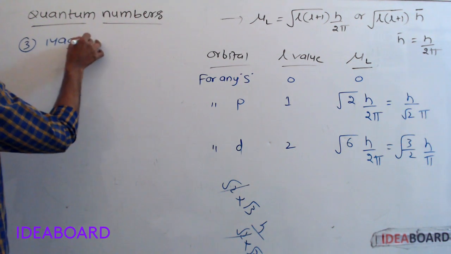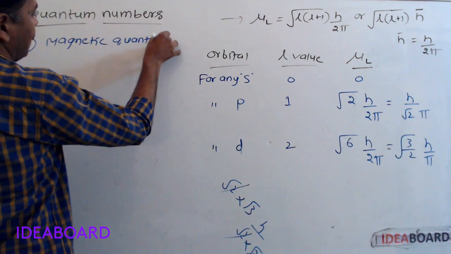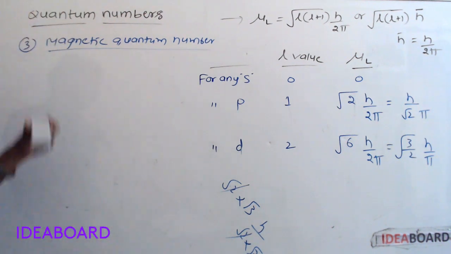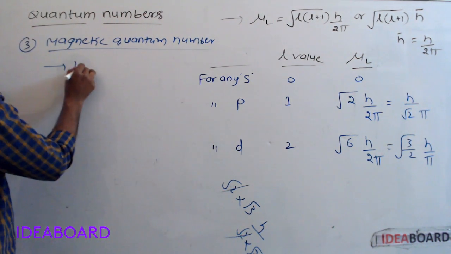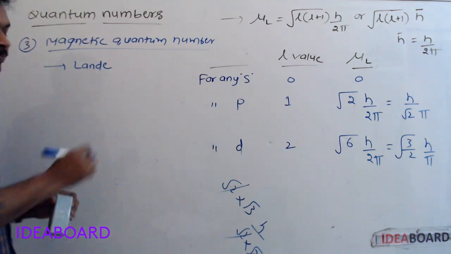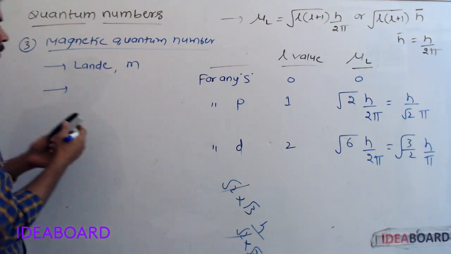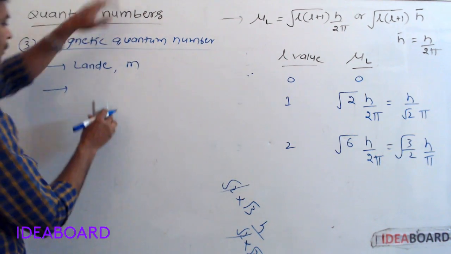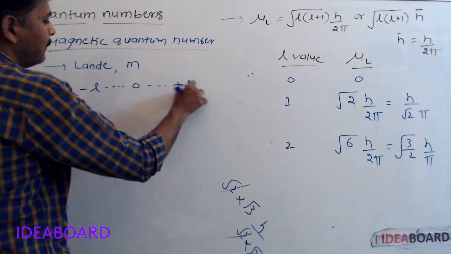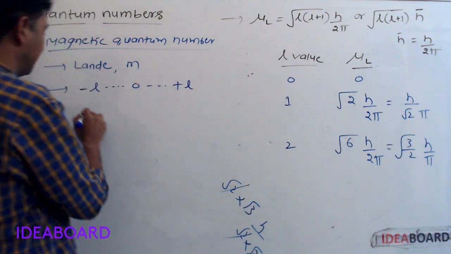Magnetic quantum number. It was proposed by Lande, denoted by m. m values are minus L through 0 up to plus L.